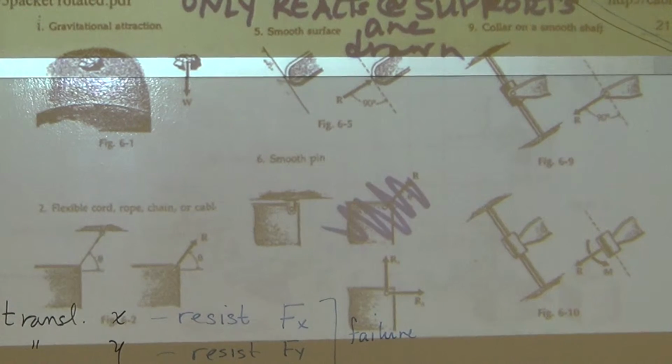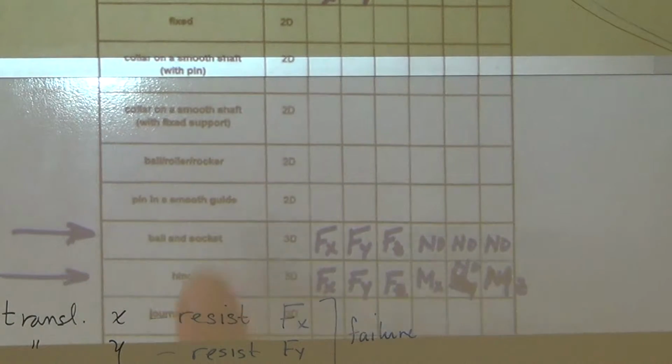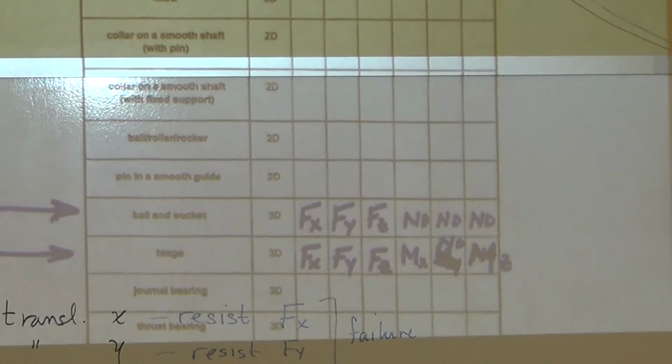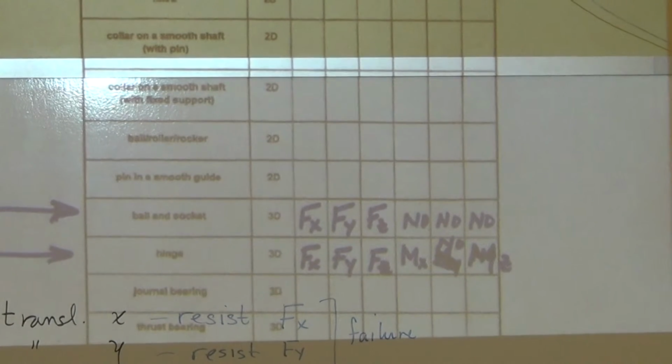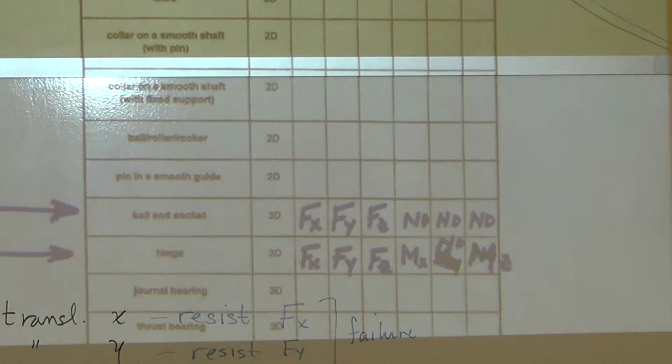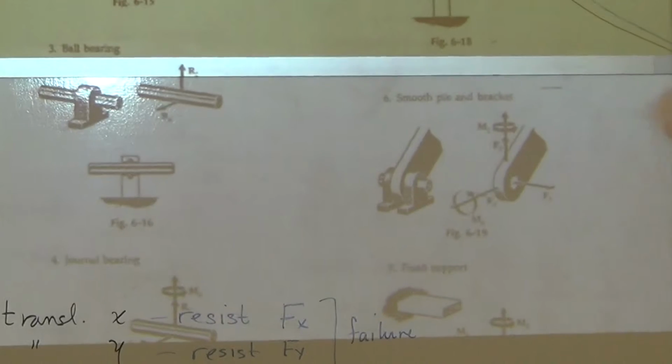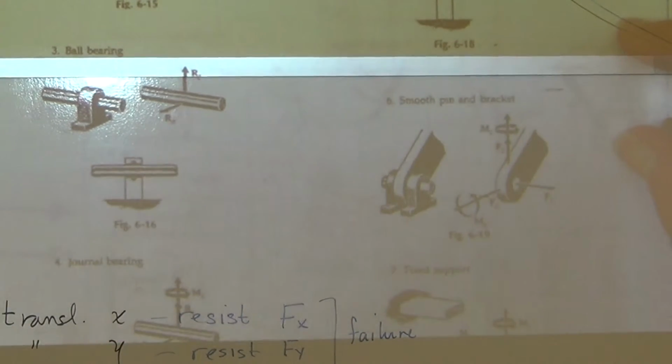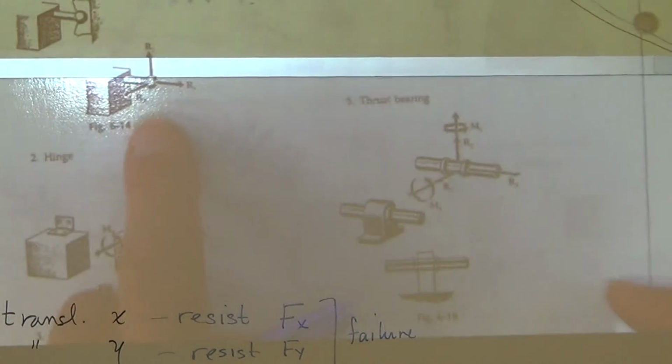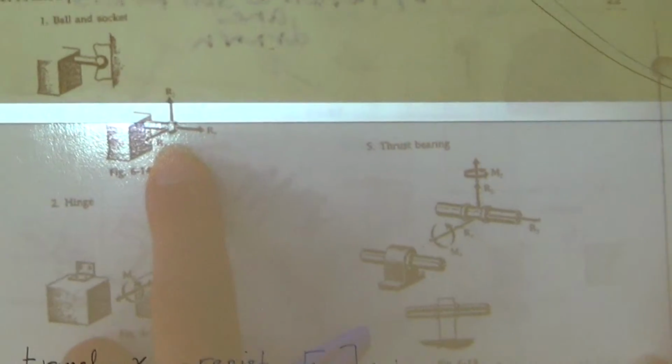Right? Okay, so let's go to the other one we looked at, the ball and socket joint. How many reactions are at that support? Three. What are they? Fx, Fy, and Fz. And what do we draw? Where is it? Ball and socket, here. We draw them. We draw those forces.